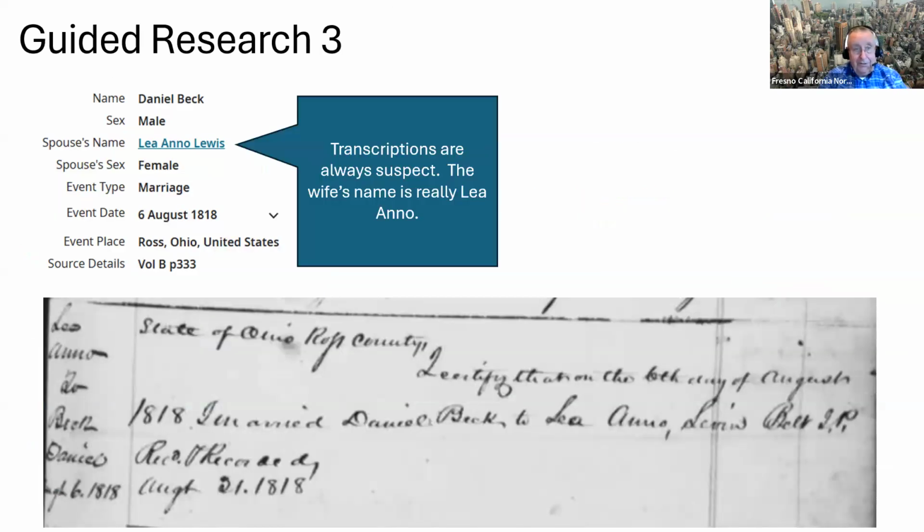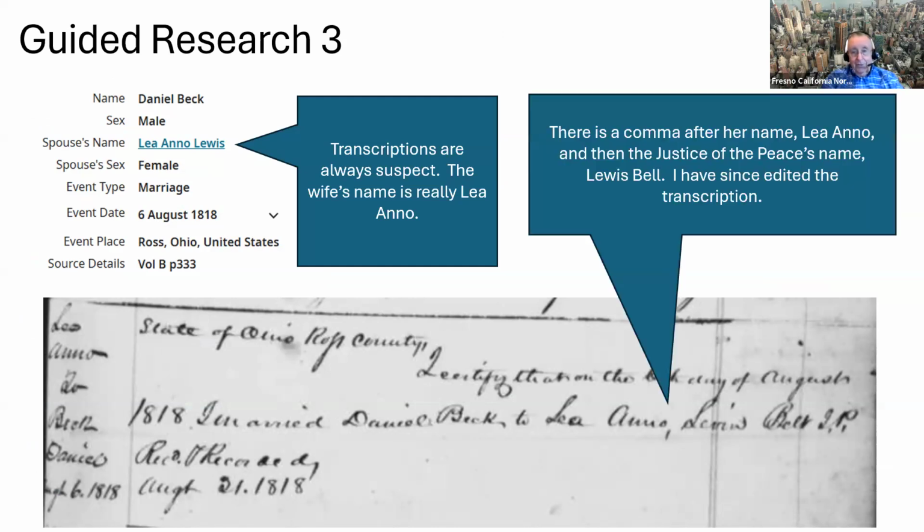And so here's the transcription at the top where she's listed as Leah Ono Lewis. And then below is the actual record. You can see it's just basically a marriage return. And you'll notice where her name is found, it says Leah Ono, comma, Lewis Bell, Justice of the Peace, JP. And the transcriber skipped over that little comma and made her Leah Ono Lewis when it's actually Lewis Bell, JP over here. And so this is why you want to look at the original records carefully.